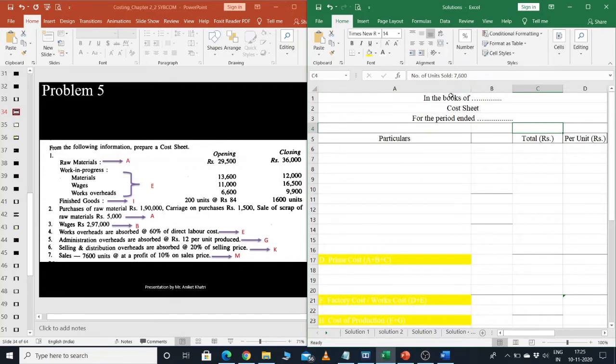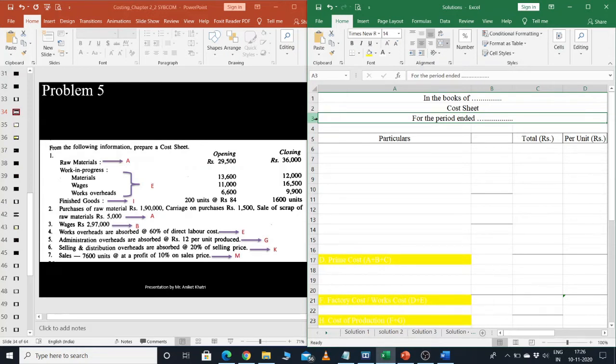So as usual, we need to write first in the books of. Now here I have not mentioned anything because there is nothing mentioned in the problem itself. Next, cost sheet. Next, for the period ended. Again, period is not mentioned in the problem, so I kept it blank. Then columns are there: particulars, total rupees, per unit rupees. Here, I have created one extra column for internal adjustments or internal working. Okay, so let us start.